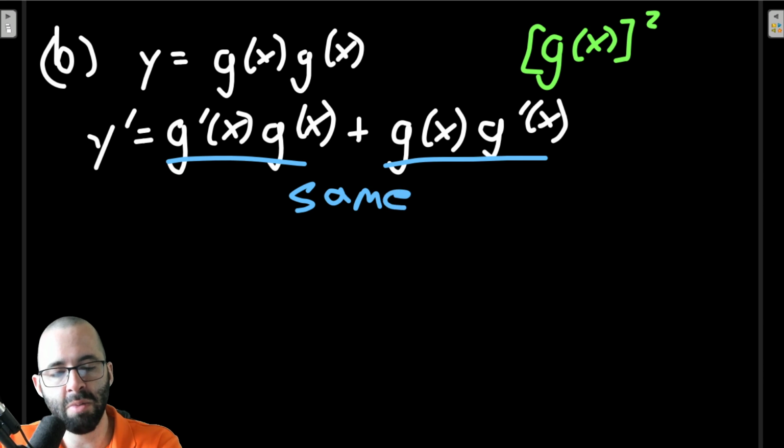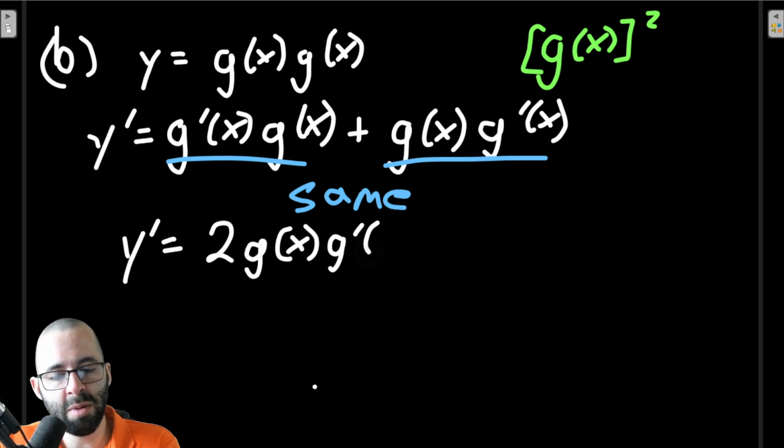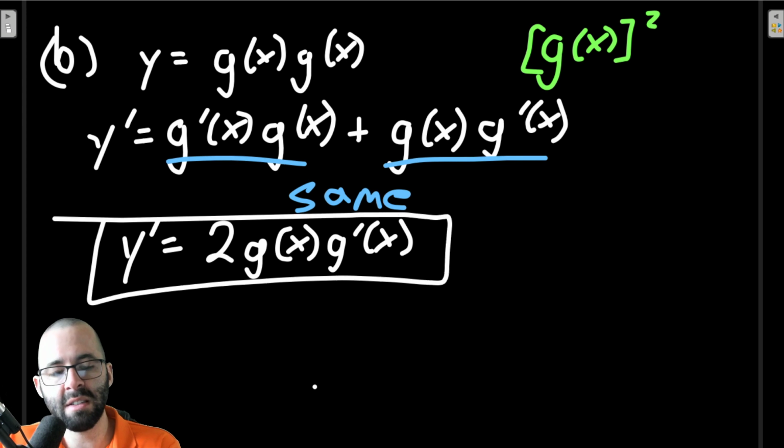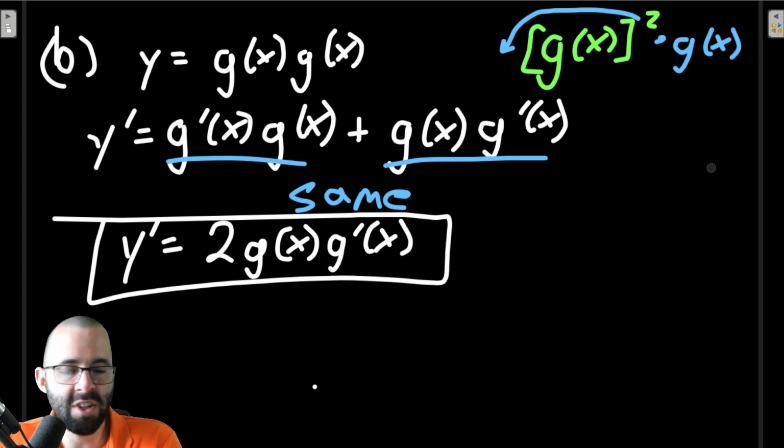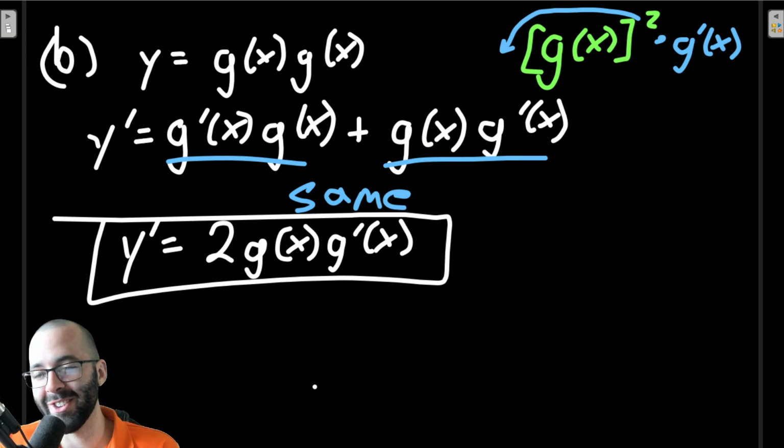And these are the same things, right? They both have a g times g prime. We'll just add them together. We have 2 of them now. So 2 g of x times g prime of x, which is exactly what we expected with the general power rule, right? And general power rule says, okay, bring that 2 in front, subtract the power, and multiply by the derivative of the inside. So it did expect 2g of x, g prime of x. Oh, I missed my prime.